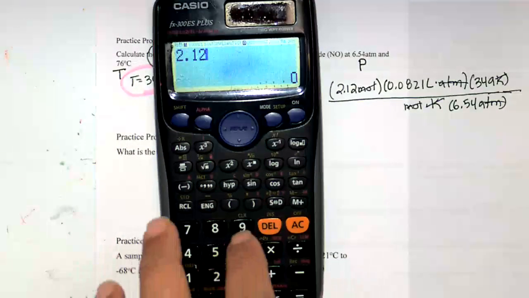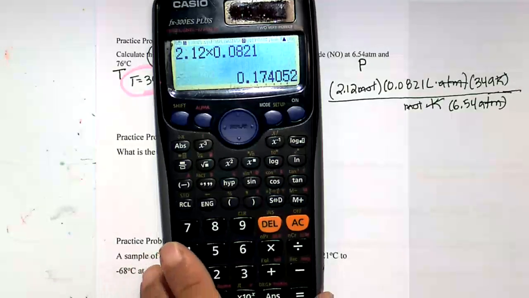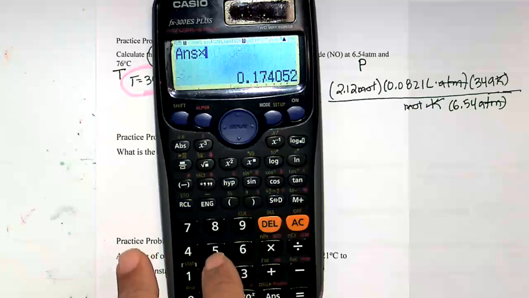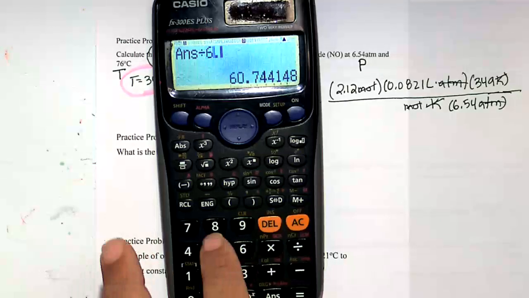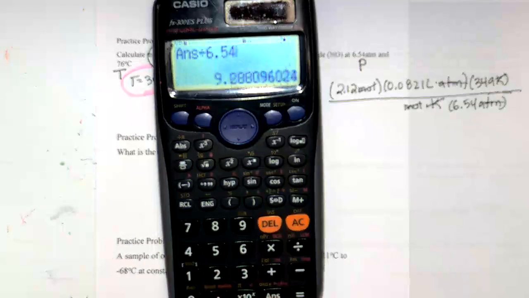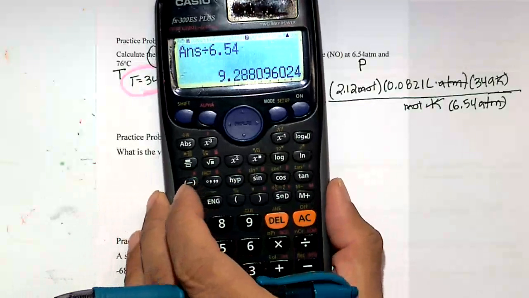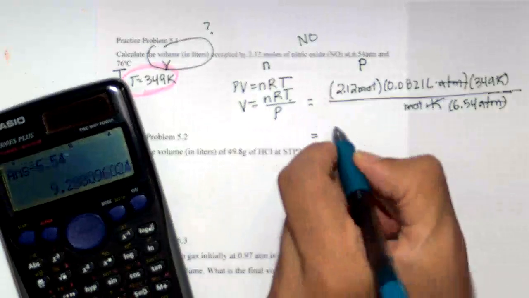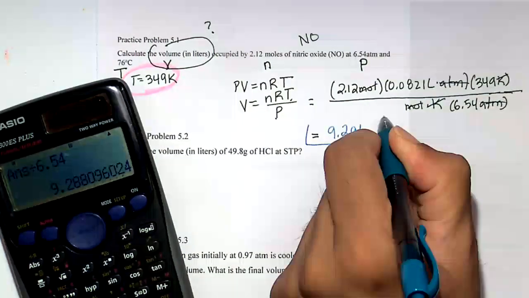So we have 2.12 times 0.0821 times 349 divided by 6.54. What did you guys get? 9.29 liters? Something like that. 9.29 liters. Okay, this is our answer.